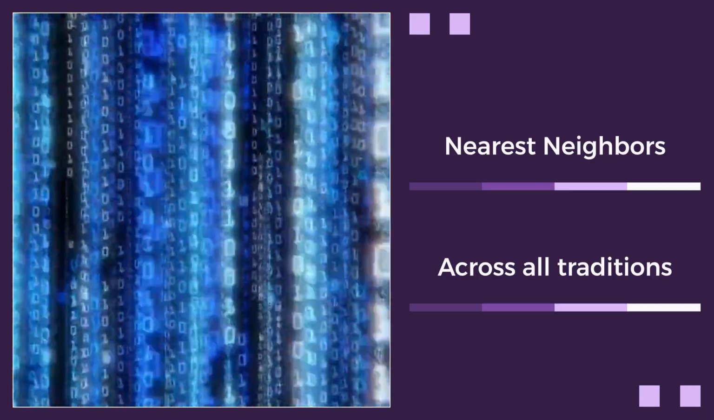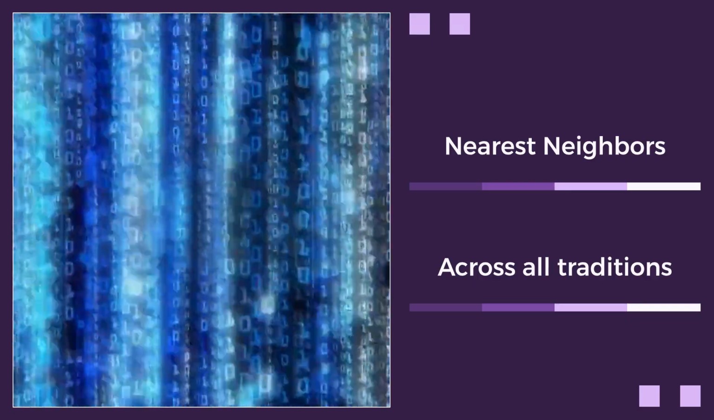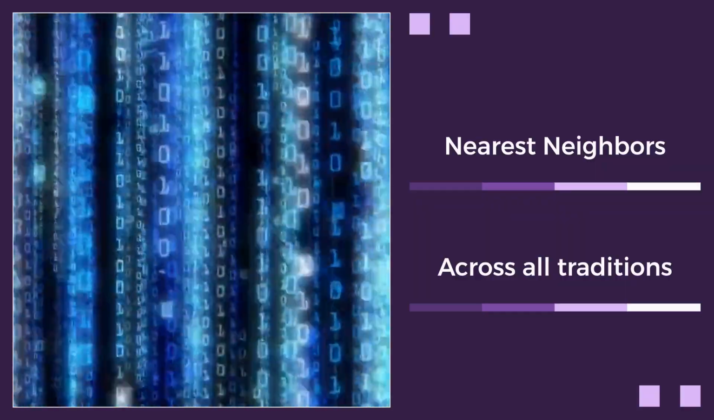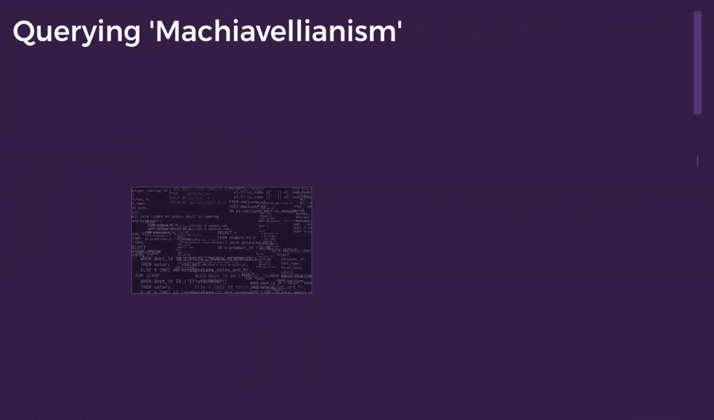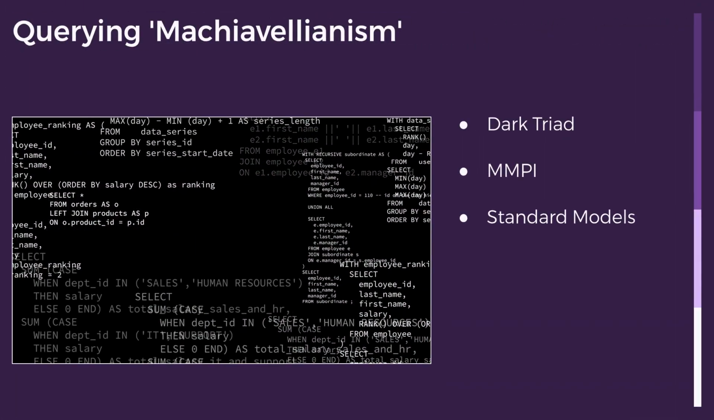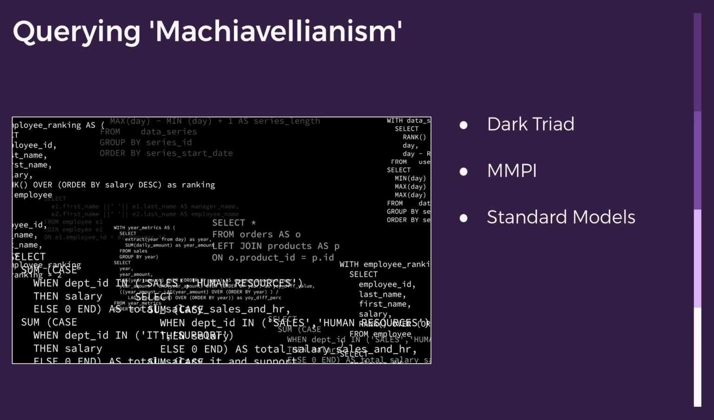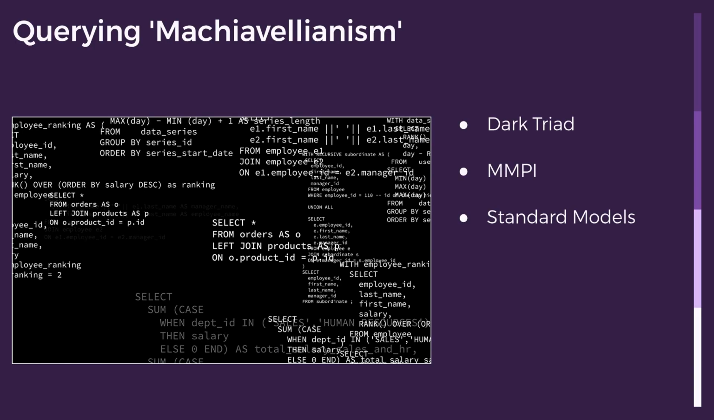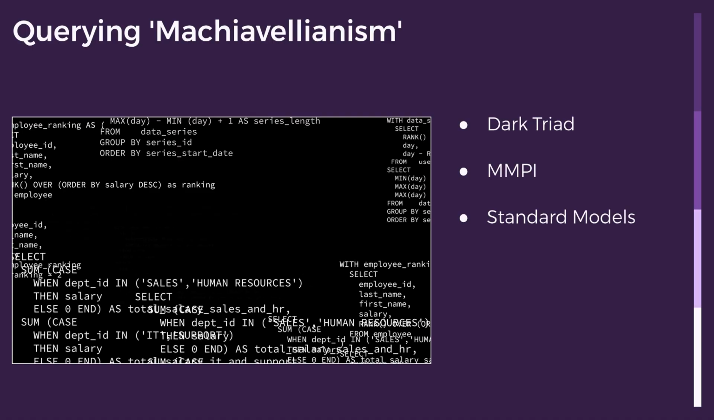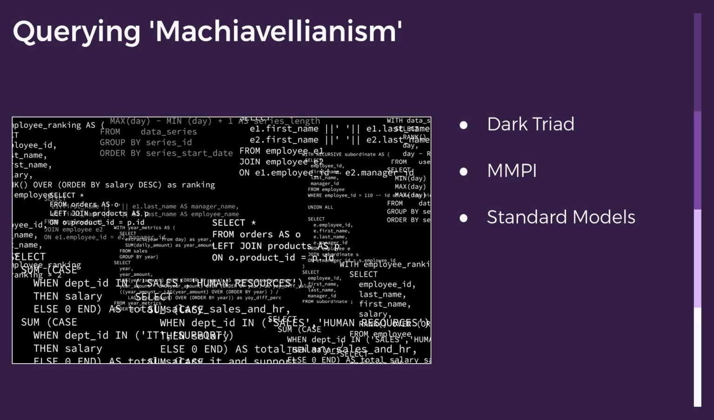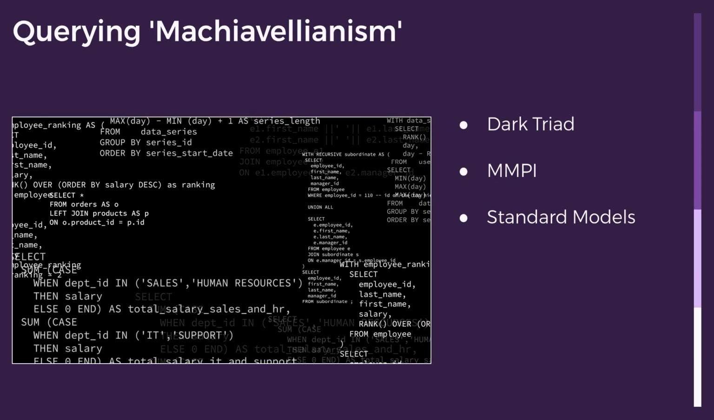Constructs from completely different research traditions, developed decades apart, land right next to each other in the vector space. Querying a Dark Triad trait like Machiavellianism brings back narcissism instruments, clinical models like the MMPI, and standard trait models, demonstrating connections that usually require deep cross-disciplinary expertise.